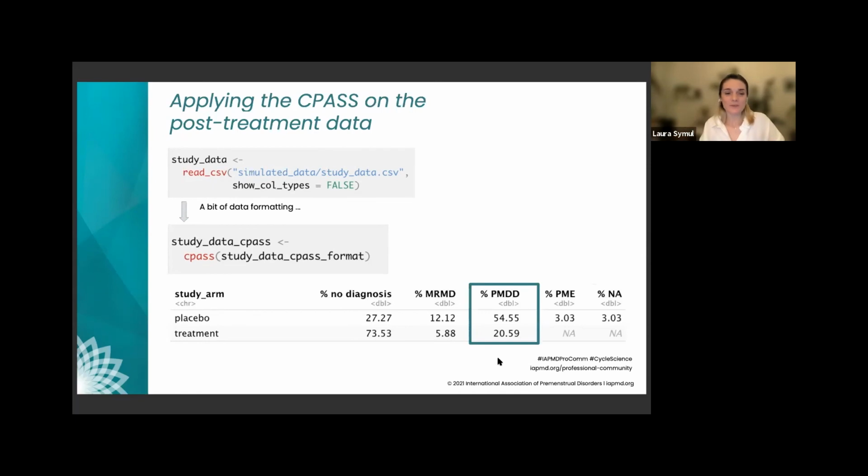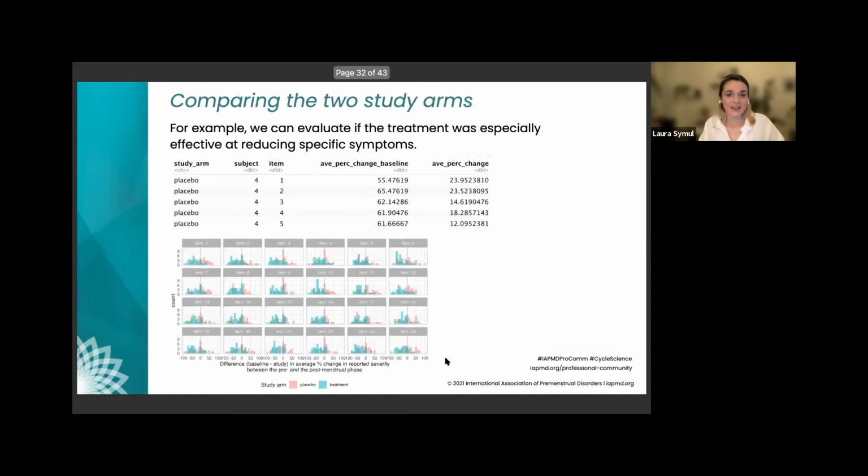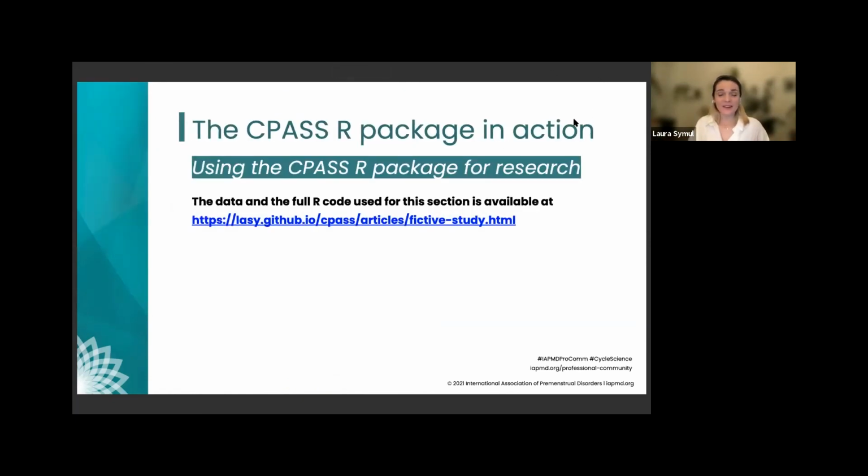And then from this, we can continue the analysis and do a bunch of other statistical tests or just data visualization. And for example, another question that could be a follow-up would be to use these average person changes that are reported by the CPASS and maybe check if there is one symptom in particular that is especially reduced in severity with the treatment, for example. And so there is, from there, a lot of analysis that can still be done in R with these data.